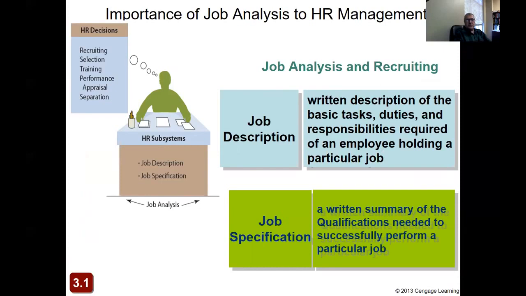Once we have a correct job description and job specification, then we can select a qualified person for the position. A job description is a written description of the basic tasks, duties, and responsibilities required of an employee holding a particular job. A job specification is a written summary of qualifications needed to successfully perform a particular job: what qualifications, abilities, and other things are necessary to do the job.